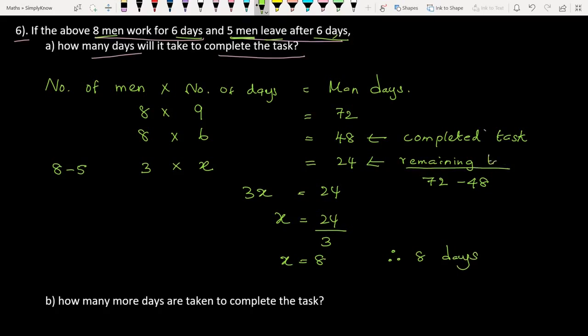Is this our answer? No, because the question asks, how many days will it take to complete the task? So altogether, how many days? 8 men work initially for 6 days. Then here X will become 8. Then 3 men work for 8 days. So altogether, 6 plus 8, 14 days. Therefore, 14 days are taken to complete this task.